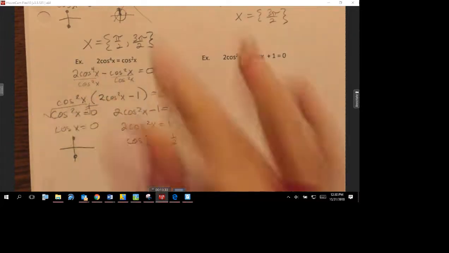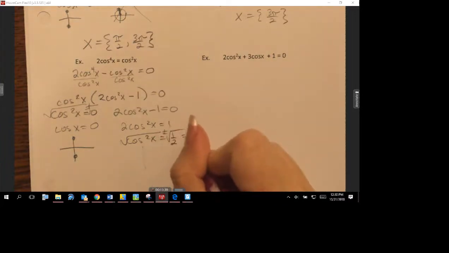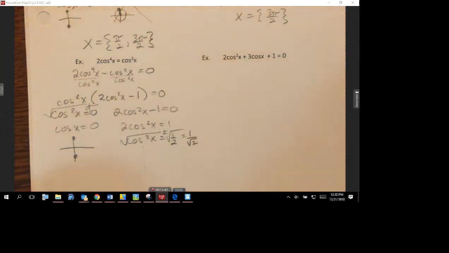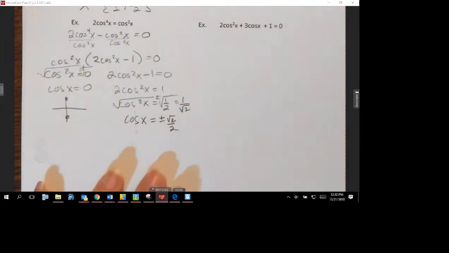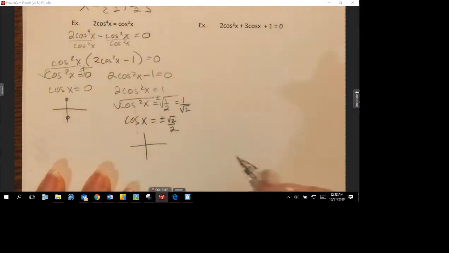And then the second one, I'm going to have to square root as well. I get plus minus. And when you square root 1/2, that's like square rooting 1 and square rooting the 2 separately. So we have cosine x equals plus minus radical 2 over 2 after you rationalize that one. And that's plus minus. So how many answers are we going to get for this one?